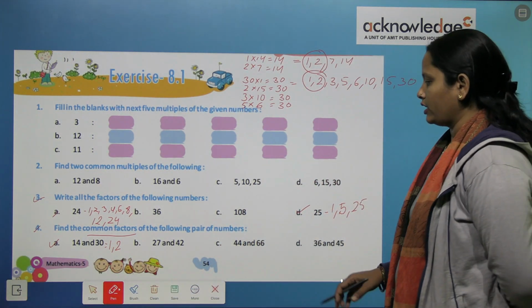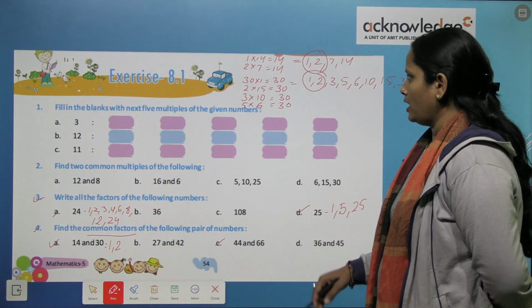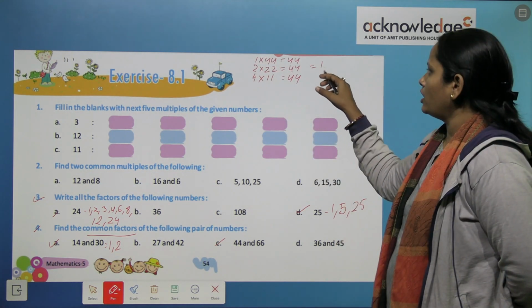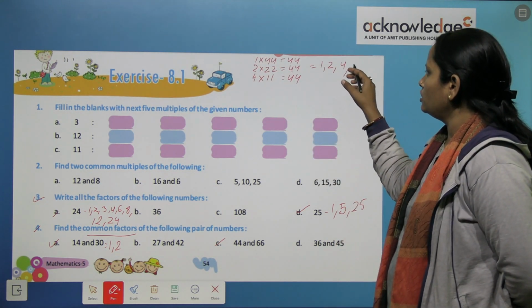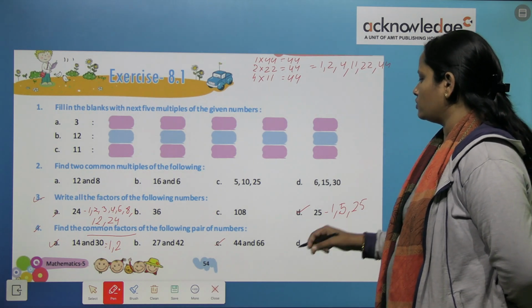Similarly, we have to find the factors of another number. Let's do this C part. Let's find the factors of 44. So the factors are 1, 2, 4, 11, 22 and 44.